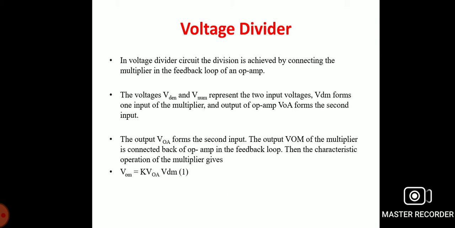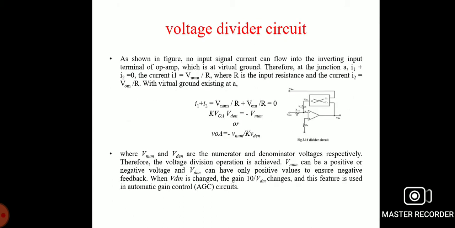Now we can see another voltage divider circuit. Here in the figure, no input signal current can flow into the inverting input, so it is at ground, a virtual ground. Therefore at the junction, I1 plus I2 is equal to 0. The current I1 is equal to Vm divided by R, where R is the input resistance, and the current I2 is equal to Vm divided by R, with a virtual ground existing at A.